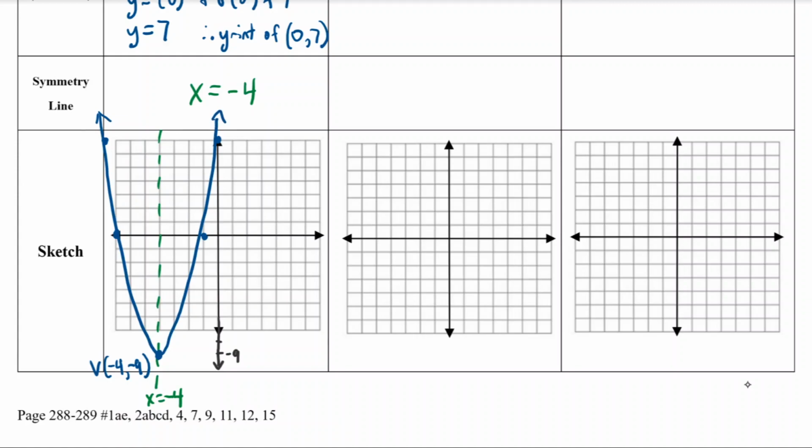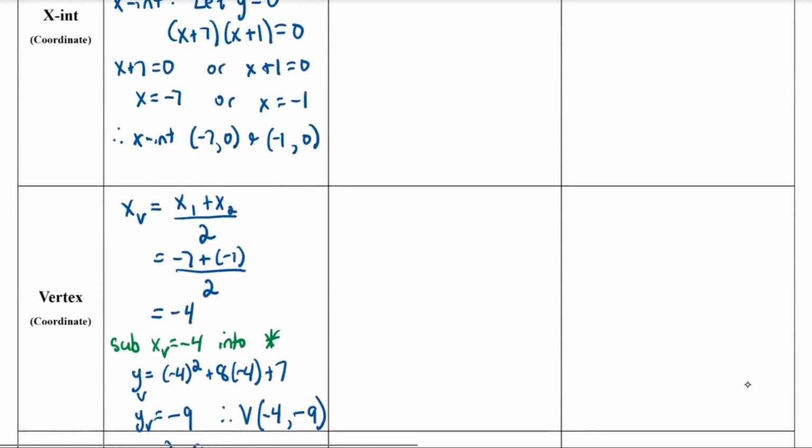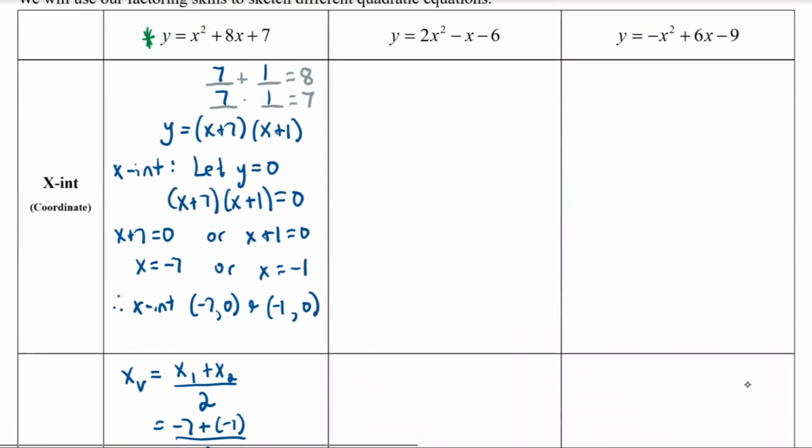That's pretty good. There it is. So let me quickly now warp ahead and just narrate how to do these next two examples.